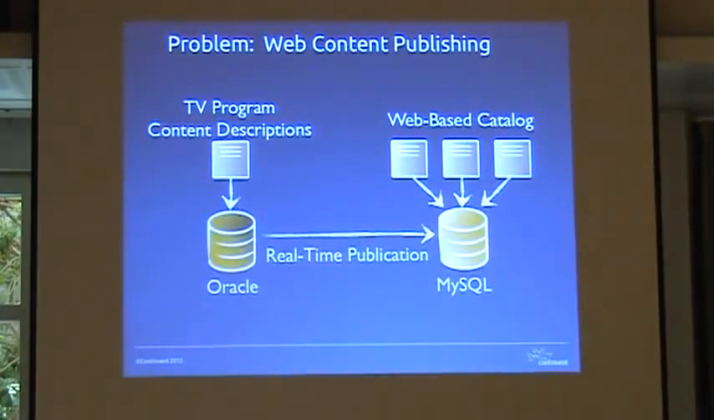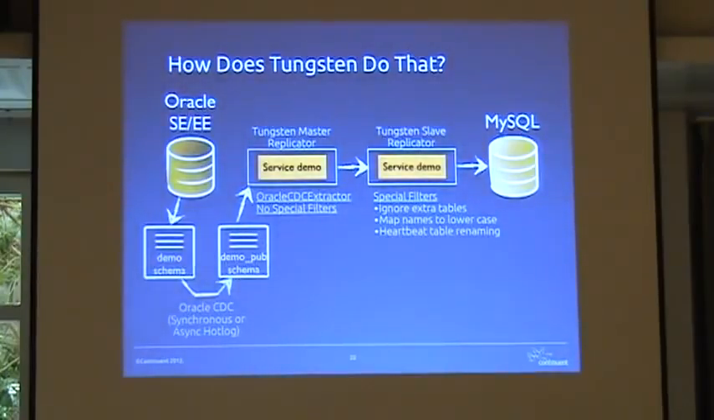Let's look the other way around. This is a customer case which has an Oracle master, and this is TV program content descriptions. And they also need that real-time publication to their web-based catalog. And of course, the web-based catalog is based on MySQL. And again, the requirement was real-time replication based on Oracle master. So it's a completely different beast because we need to extract from Oracle, not from MySQL anymore. So how do we do that?